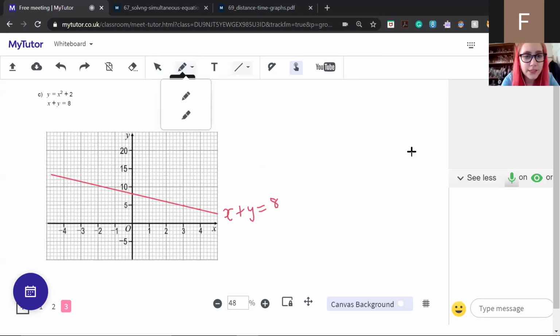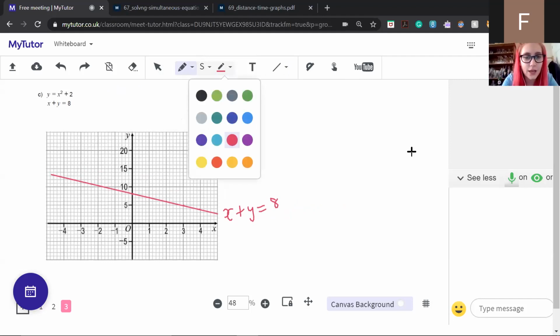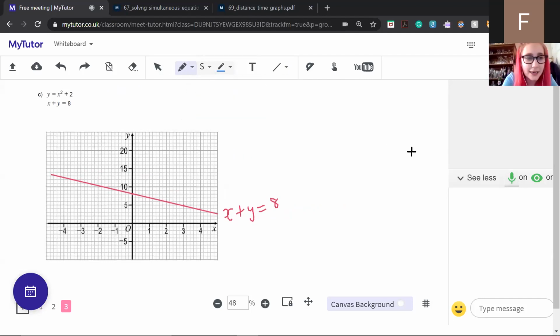Now let's think about our quadratic. I'm going to do a table for this one because I think it's a bit easier. y equals x squared plus 2. The way that we do these is we think about our x values that we have. Based on our graph, it seems sensible to go from -4 to 4.